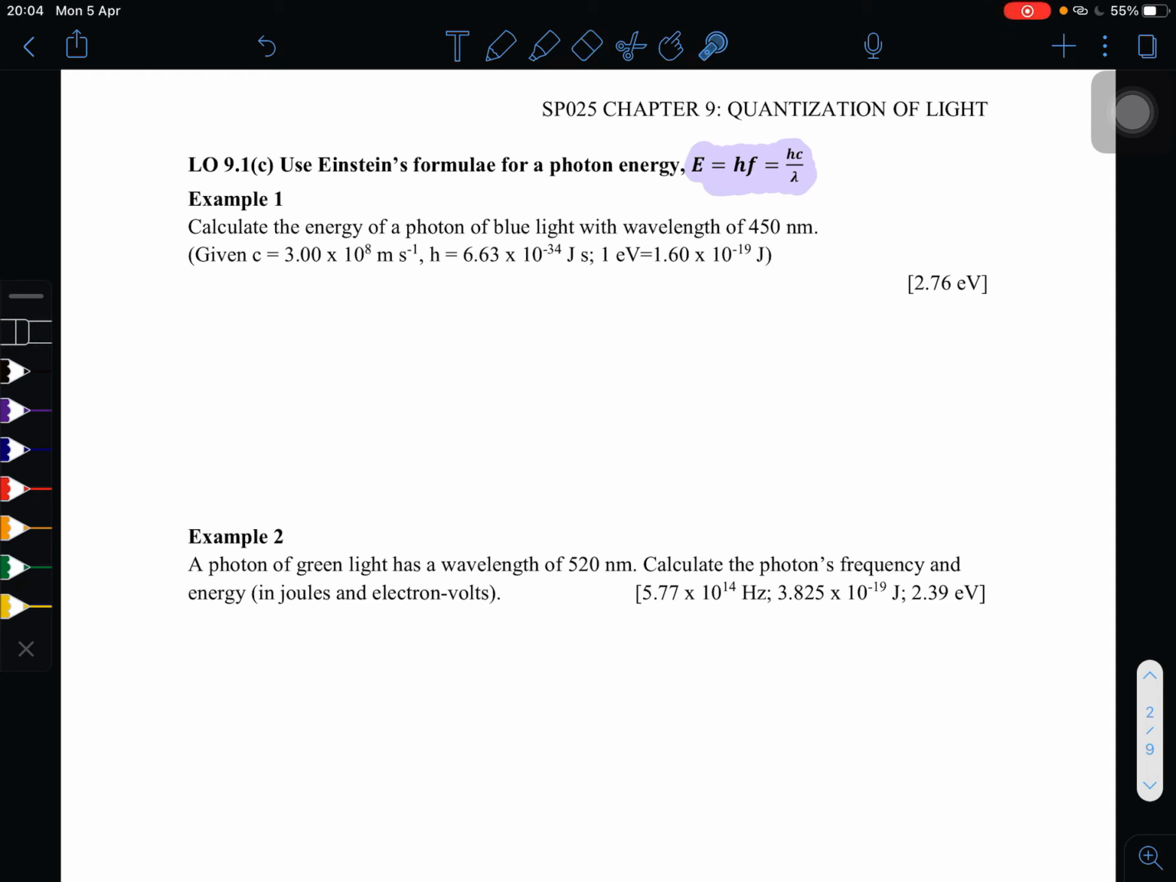Let's look at example 1. Calculate the energy of a photon of blue light with wavelength 450 nanometer. So we want to calculate energy when wavelength is 450 nanometer.